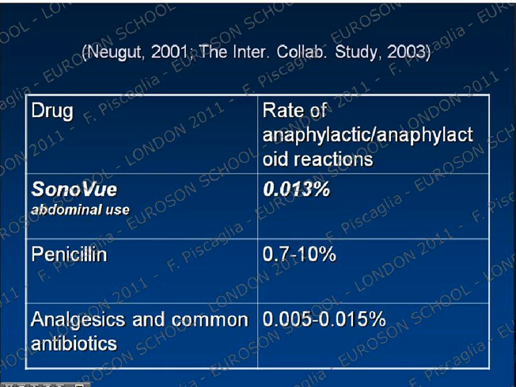And if we want to categorize this rate of risk with CEUS, and we compare it with other agents, we see that, for instance, antibiotics have a much higher rate of allergic reactions than Sonoview, and also most analgesics and common antibiotics. So altogether, the risk of allergic reaction with Sonoview is minimal, and is to be categorized in the low-risk agents on a scale from low, intermediate, and high risk of allergy.